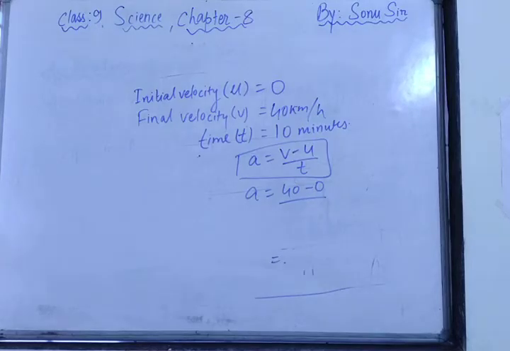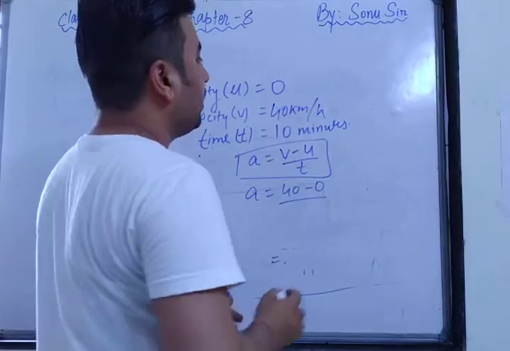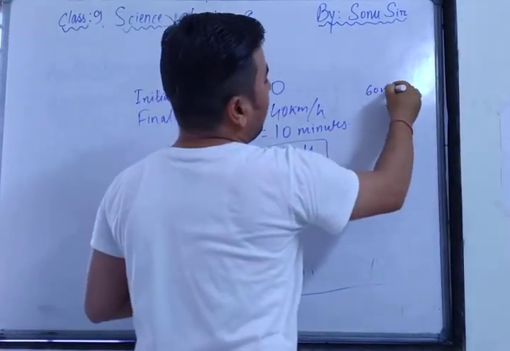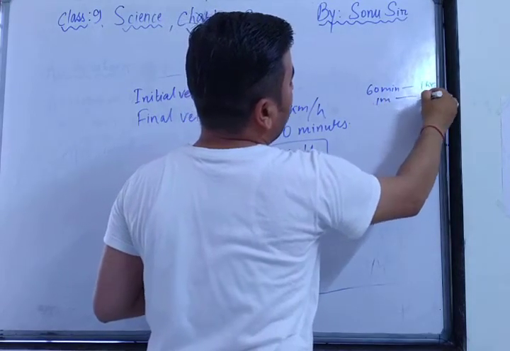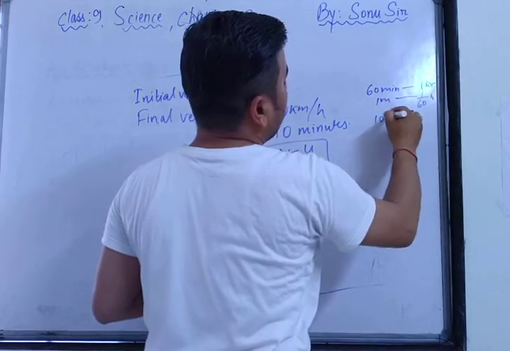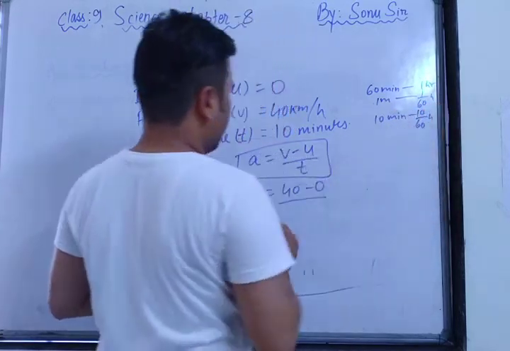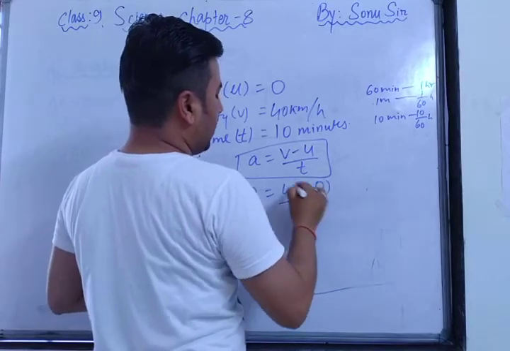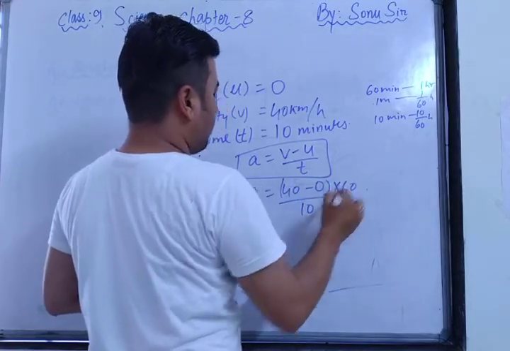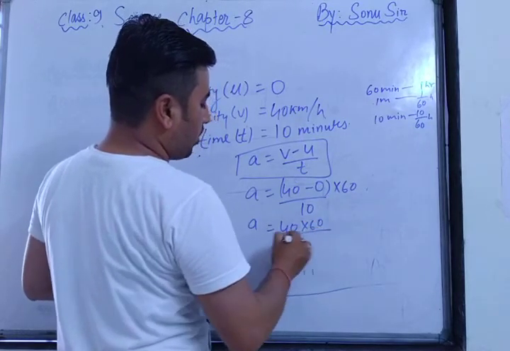Here we have to change it into hour, because here velocity is given as 40 km per hour. So we all know 60 minutes is equal to 1 hour, right? Therefore 1 minute is equal to 1 by 60 hour and 10 minutes is equal to 10 by 60 hour, right? Got it? So here instead of 10 minutes, what will you write? 10 upon 60, so 60 will go up. So here A is equal to 40 into 60 upon 10.